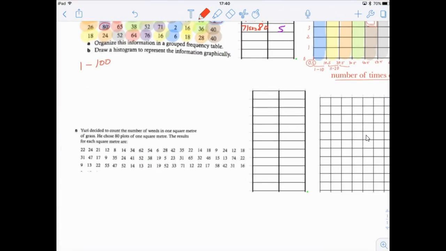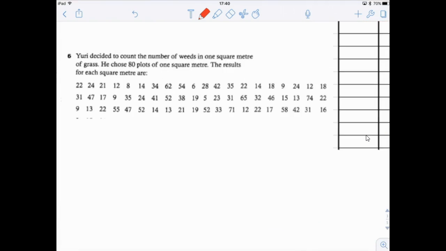The next one is very similar, except it says Yudi decided to count the number of weeds in 1 square meter of grass. He chose 80 plots of 1 square meter. The results of each square meter are as follows. And we might be able to do a similar division here.